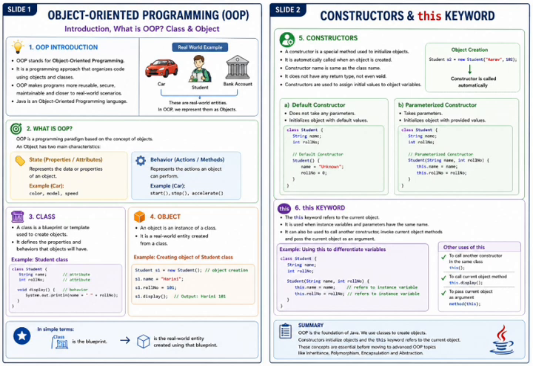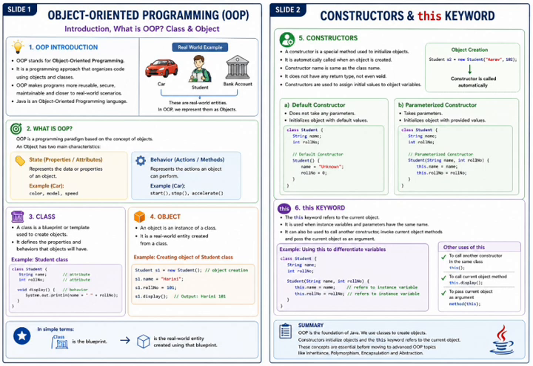Object oriented programming is a programming approach that organizes code using objects and classes instead of just functions and procedures. The main goal of OOP is to make programs more reusable, secure, maintainable, and closer to real world scenarios. Java is known as an object oriented programming language because most of the code in Java revolves around the objects and classes. Let's understand what OOP actually means.